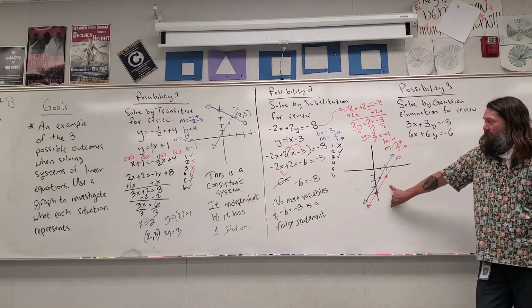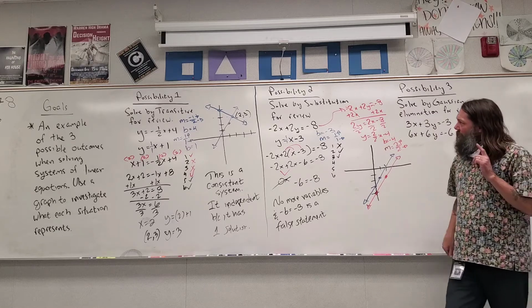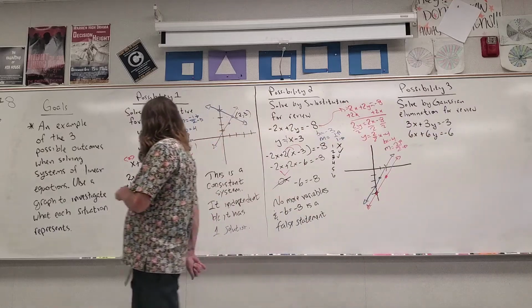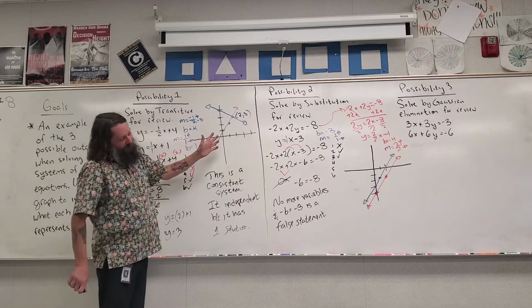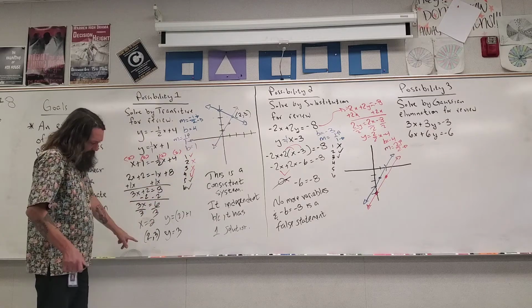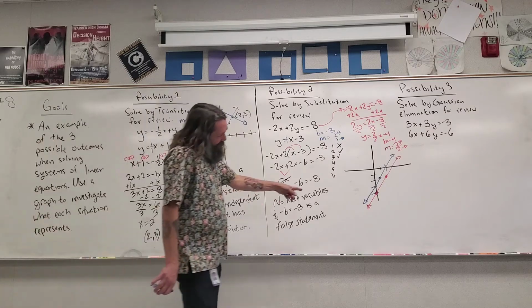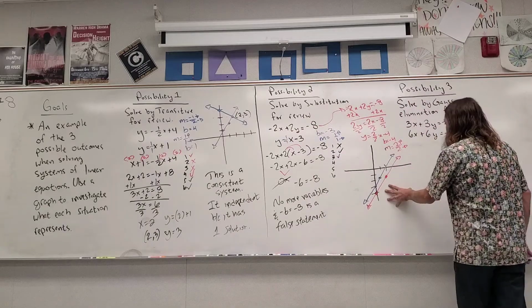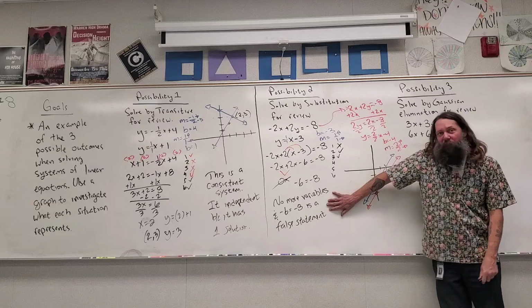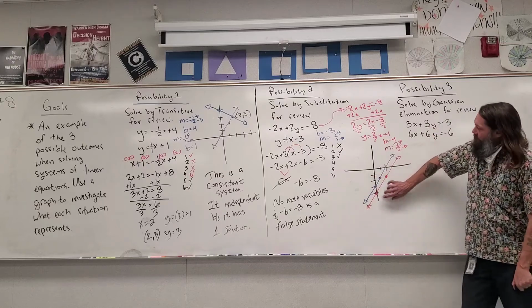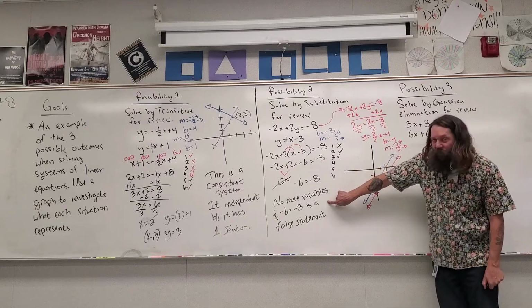These lines are parallel. Remember, we're looking at three possible outcomes when solving a system of linear equations. The first possibility, the lines cross. We got an answer. The second possibility, the lines are parallel. So they're not going to cross. I'm not going to get an answer. And this is the symptom that shows this happening. No more variables and a false statement.